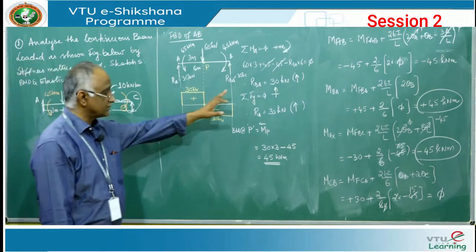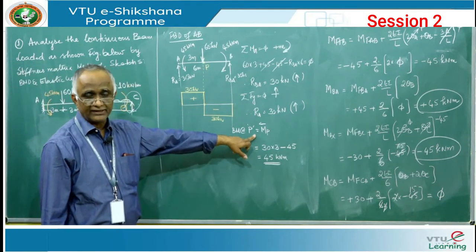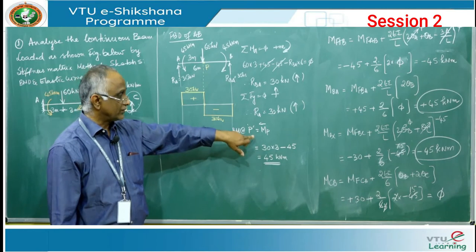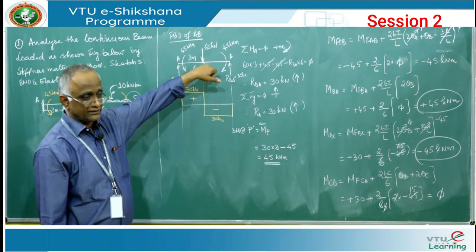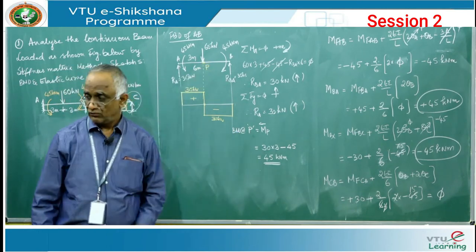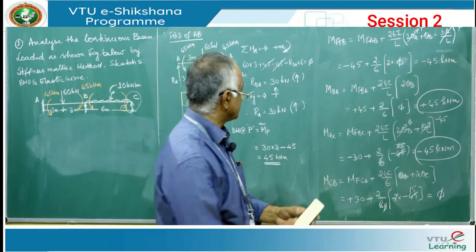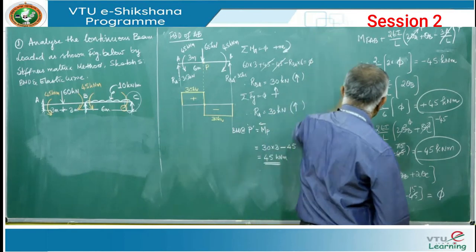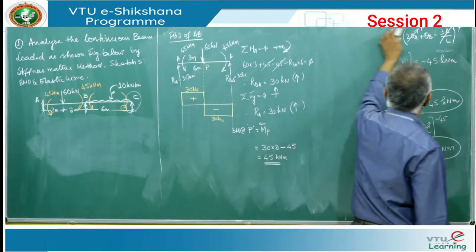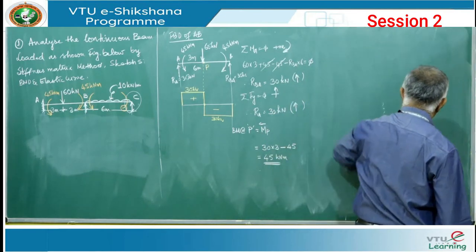So we got the shear force diagram, as well as the point where you will get the maximum bending moment. Incidentally, it is the point of the load. So we got the final value. So these three values you can use to sketch SFD and BMD. So let me take the free body diagram of BC also.